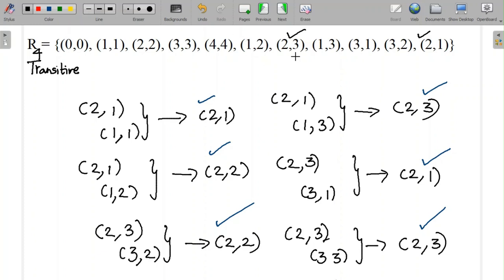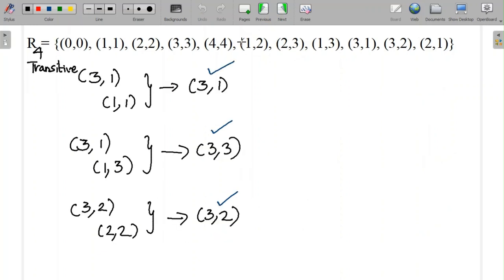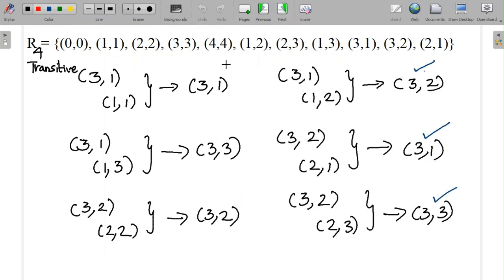That's present again. And there are two more pairs that begin with 3. 3, 1 and 1, 1 should result in 3, 1. Yes. 3, 1 and 1, 3 should result in 3, 3. Yes. 3, 2 and 2, 2 should result in 3, 2. That is also present. Exploring three more choices, 3, 1 and 1, 2 with 3, 2; 3, 2 and 2, 1 with 3, 1; 3, 2 and 2, 3 with 3, 3.